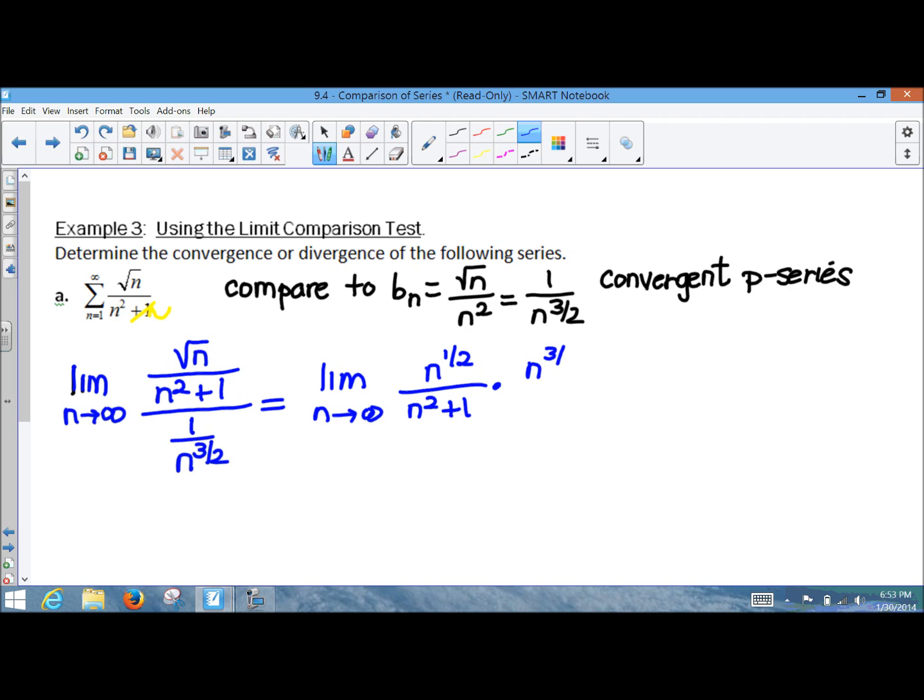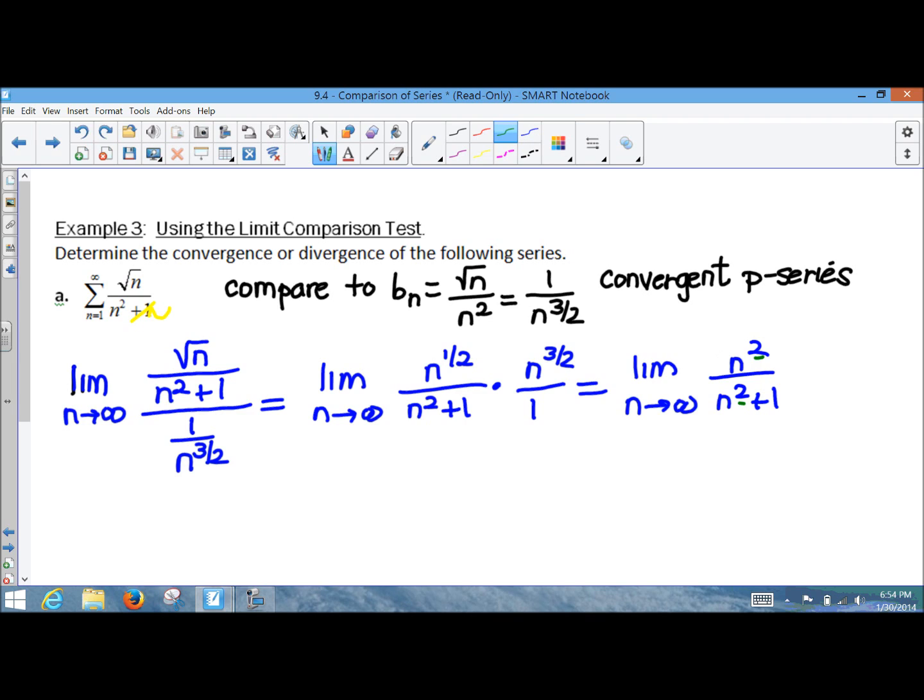n to the 3/2 over 1 now presents itself. And if we do a little bit of algebra here and multiply these numerators, n to the 1/2 times n to the 3/2 is going to be n squared, which gives us a fairly easy limit to evaluate. If you remember, whenever you are taking the limit of a rational function where n approaches infinity, you can then just compare the exponents, the degrees of the top and the bottom.